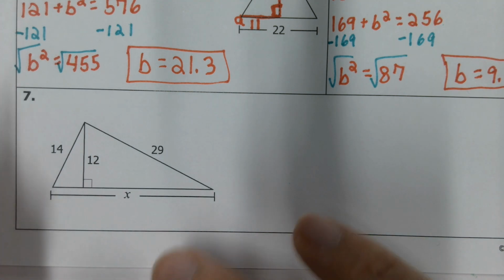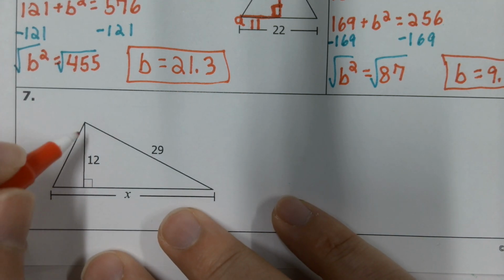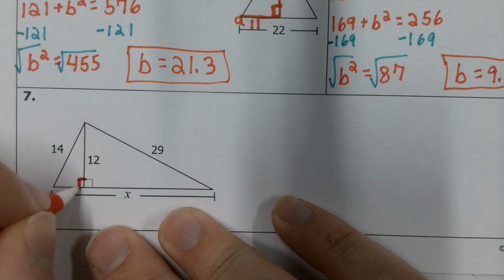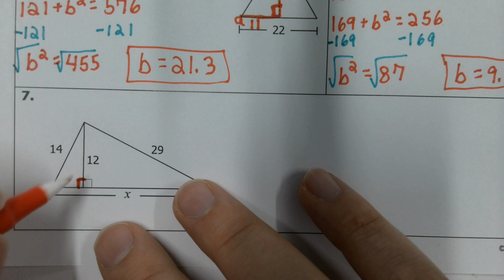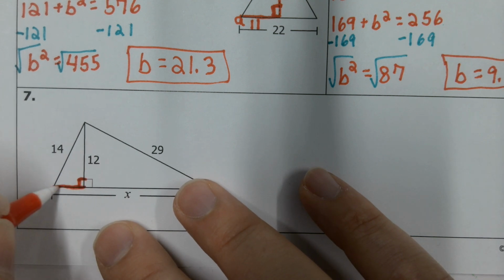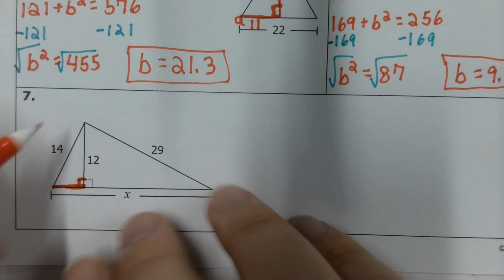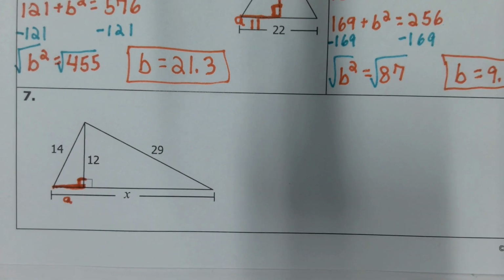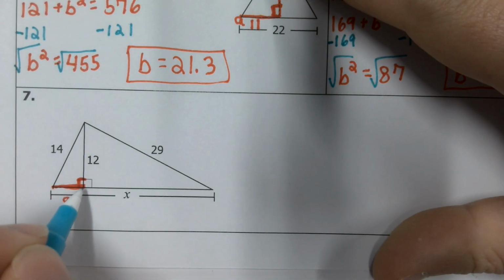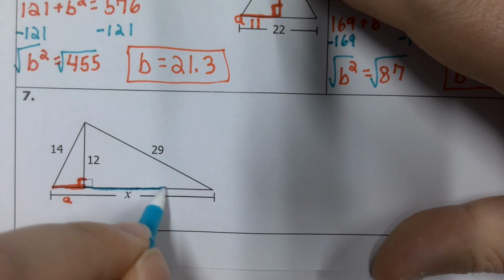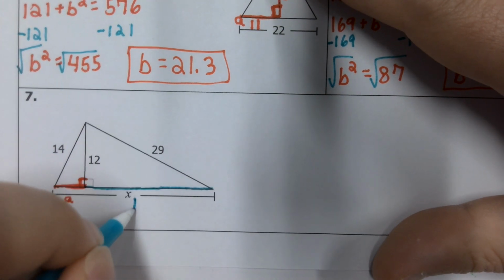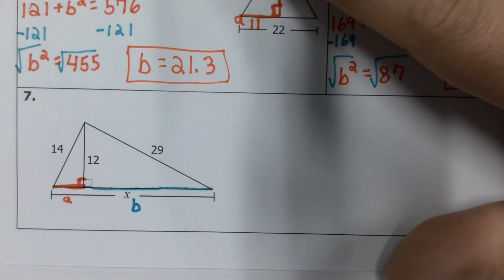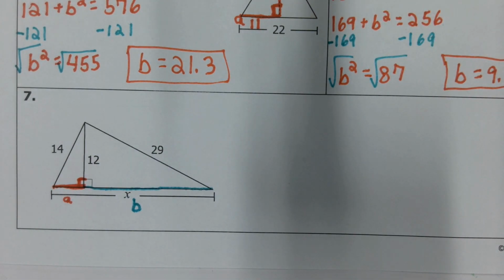First off, we're going to work with this smaller right triangle here, because if that's a right angle, then that's a right angle as well. We're going to try to find this distance here in red first, which we'll call A, which we will then use to find this longer side, which we're going to call B. Then we can add them together to find out what X is. So it's going to be kind of two Pythagorean theorem problems in one.